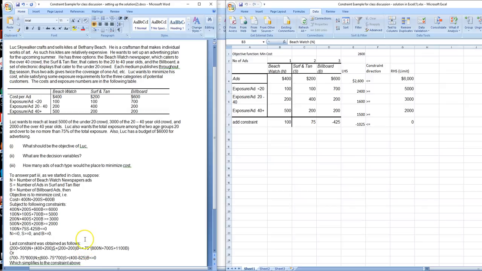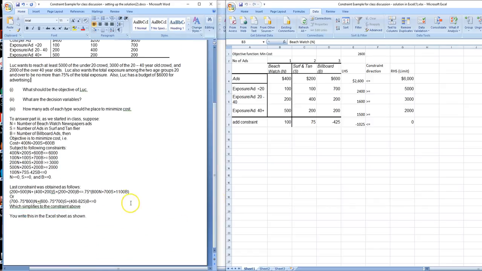And then you also calculate the exposure to 20 and over. So 20 to 40 is 200 and 40 plus is 500. So 200 plus 500 multiplied by the newspaper ads. Then similarly 400 plus 200 times S plus 200 plus 200, which are your billboard ads, multiplied by B. This amount has to be less than or equal to 75% of the total.